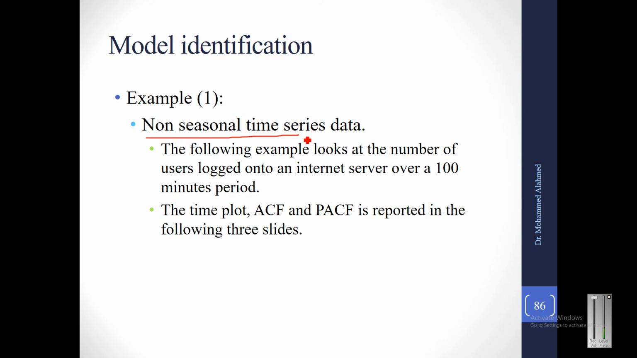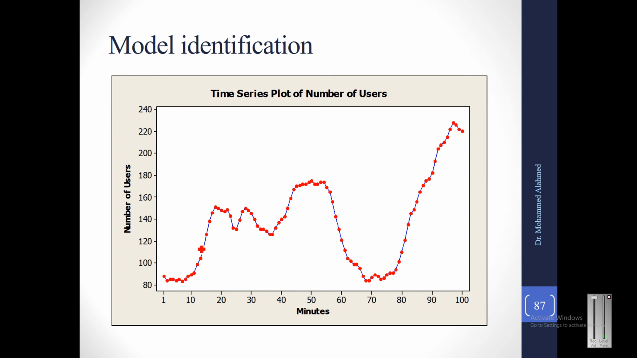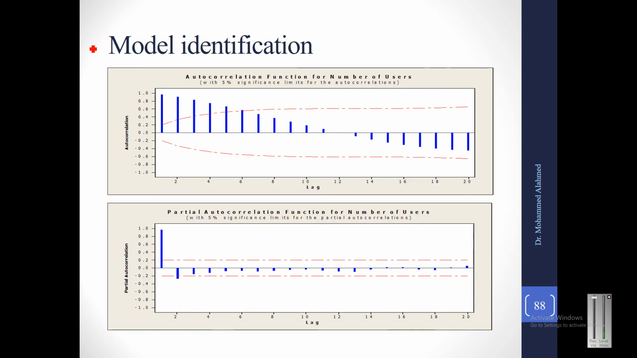The following example looks at the number of users logged on to an internet server over a 100 minute period, right? So we have the ACF, PACF also. So see, this is a simple data that is being plotted, right? For example, you can see some pattern here, right? And there is a trend which is increasing here. Fine. So now let us do the ACF.